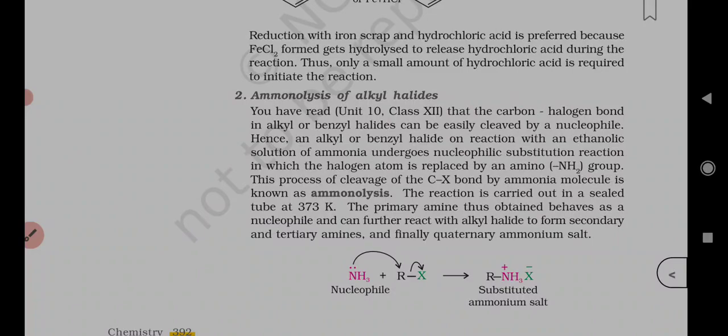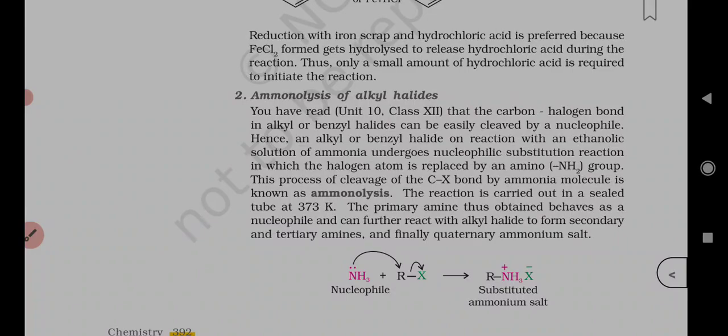The primary amine thus obtained behaves as a nucleophile and can further react with alkyl halide to form secondary and tertiary amines, and finally quaternary ammonium salts. This reaction is carried out in a sealed tube at 373 Kelvin.